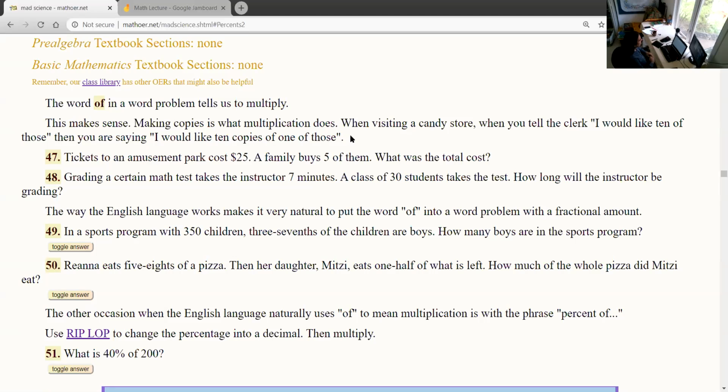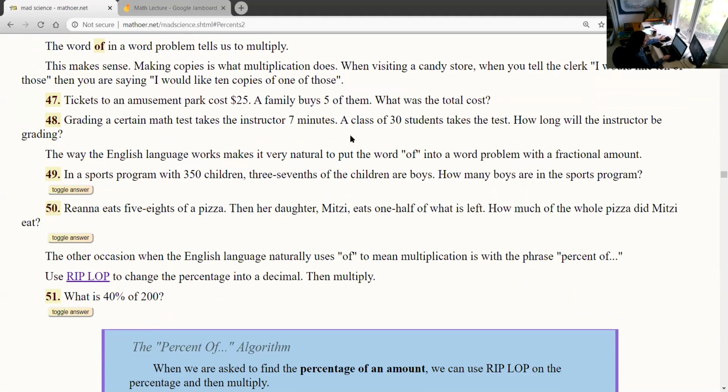Or for number 48, if it takes 7 minutes to grade one test and there's 30 students, how long would it take to grade all the tests? We can tell we're supposed to multiply. The way the English language works, it makes sense to also put of in front of a fractional thing. A sports program has 350 students. 3/7 of them are boys. How many are boys? We would take 3/7 and multiply it by the 350.